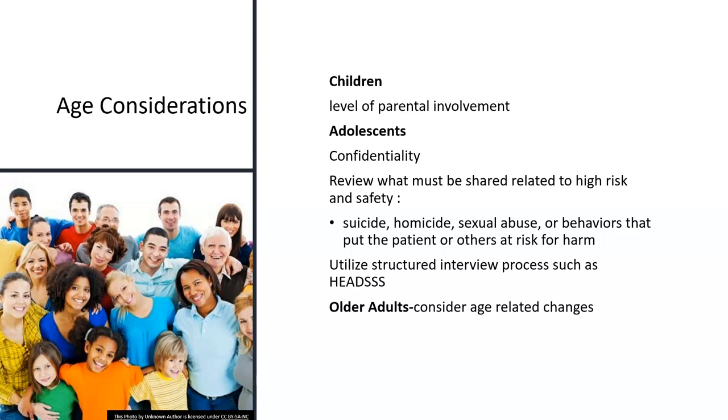Adolescence tends to focus on confidentiality. They don't want you to tell their parents. However, we do have to let them know: suicide, homicide, sexual abuse, anything that puts them at risk, we are going to have to tell. We can't keep that a secret. Older adults, we have to consider age-related changes.